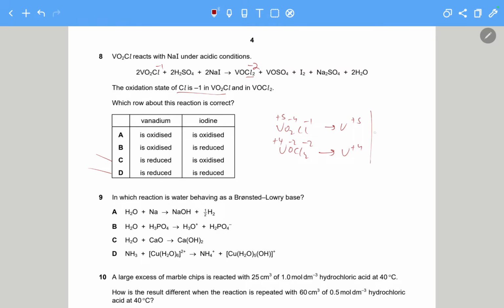Now we will have a look at iodine. So this was for vanadium. Now we'll have a look at what happens to iodine. In NaI, we know that Na will be +1 always, so I will be -1, and therefore I is in the -1 oxidation state. And I2, which is the elemental form of iodine, will be in 0 oxidation state because it's a molecule with itself, not an ion. Oxidation state has to be 0. So the oxidation state of iodine goes from -1 to 0, and therefore it has increased, and the iodine is oxidized. So the correct answer is option C.